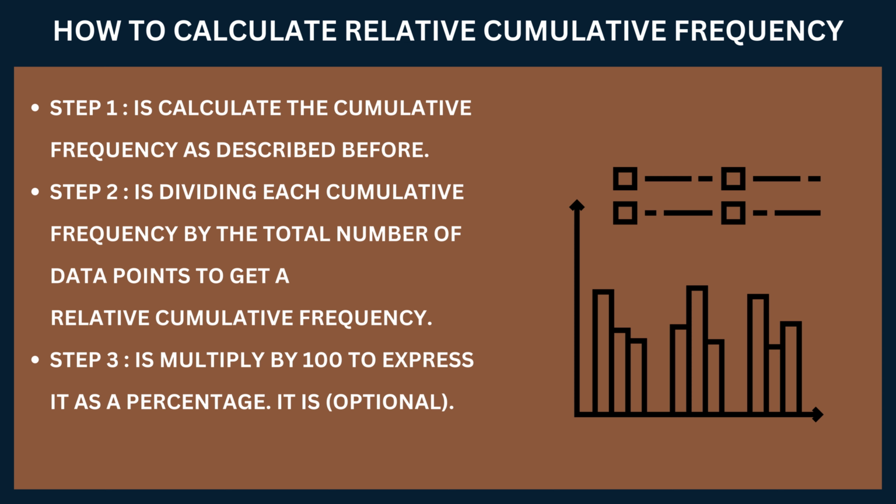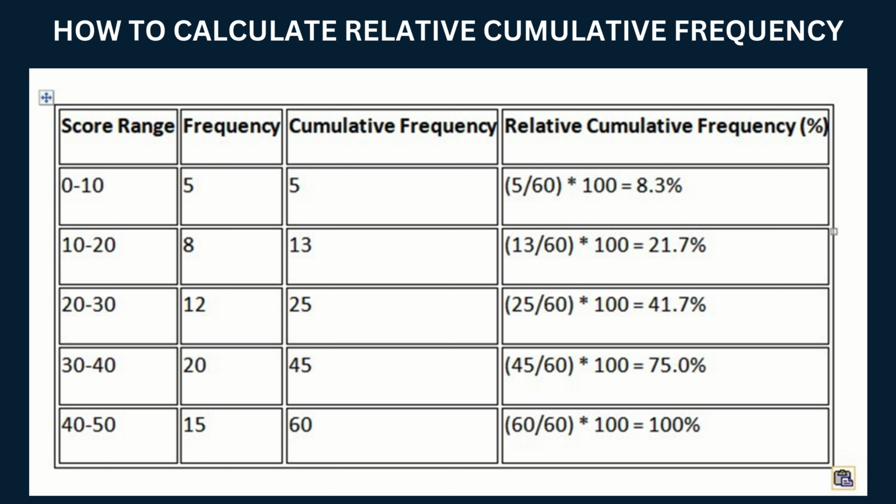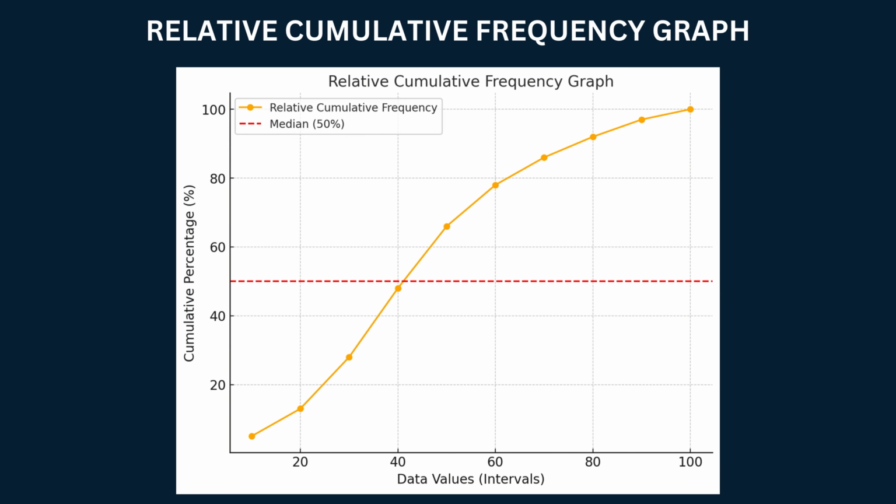It is optional. Example calculation. Consider a dataset of test scores and their frequency distribution. The relative cumulative frequency shows that 8.3% of the scores are below 10, 21.7% are below 20, and so on. The final cumulative percentage reaches 100%, as it represents the total data. Relative cumulative frequency graph.